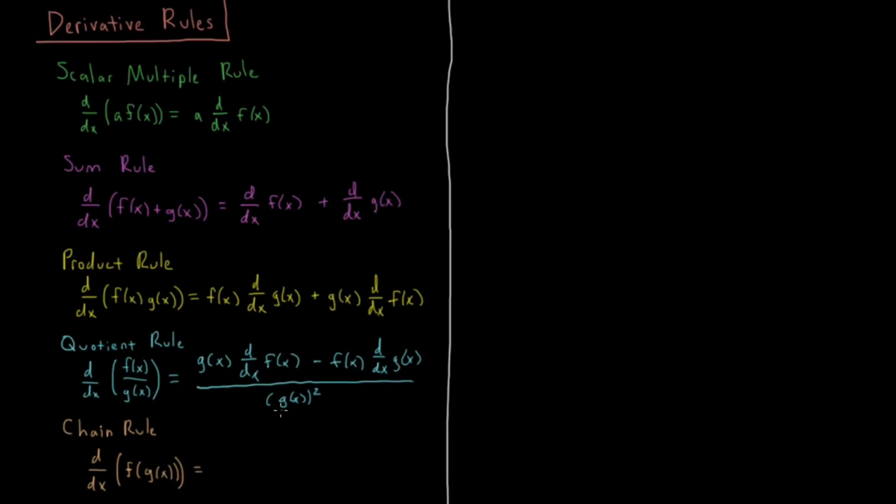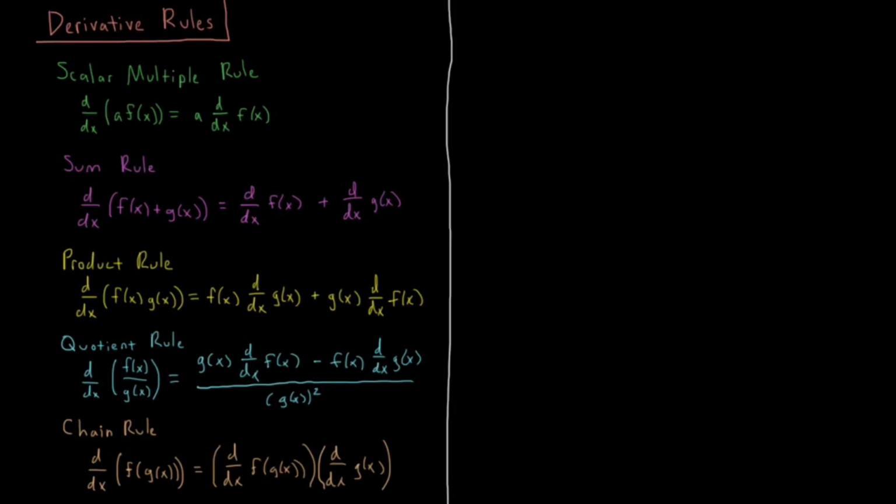All right, and our final rule, the chain rule, that is if we have a function inside a function. So we have g of x, and we take the function of g of x. So f of g of x, as we say, the derivative of that is going to be equal to the derivative of f of g of x times the derivative of g of x. So we take the derivative of the outside and then multiply that times the derivative of the inside.